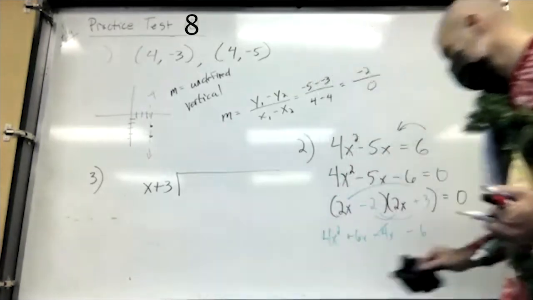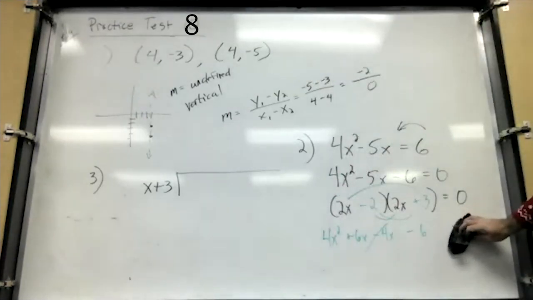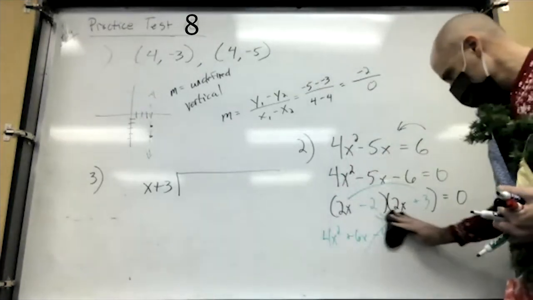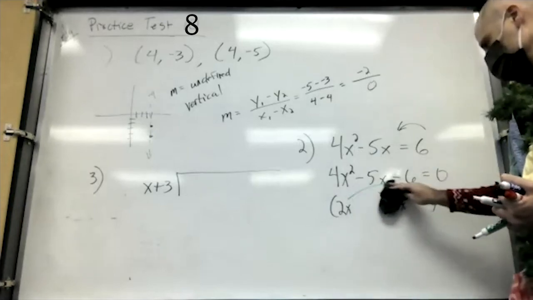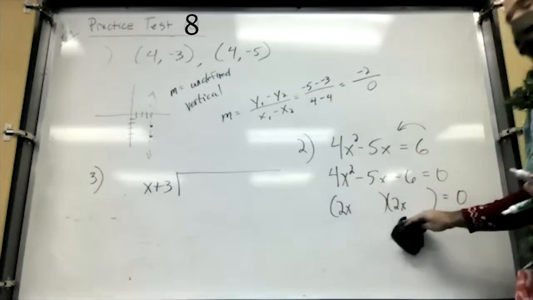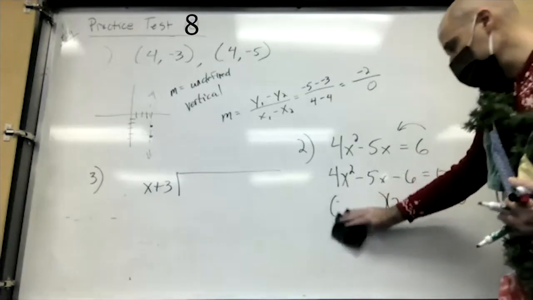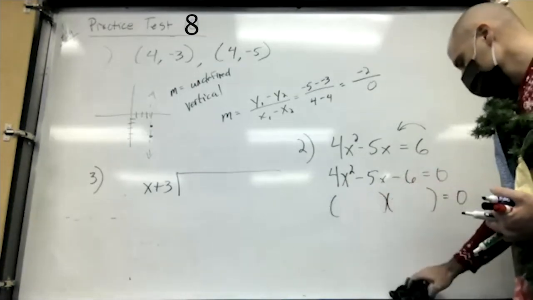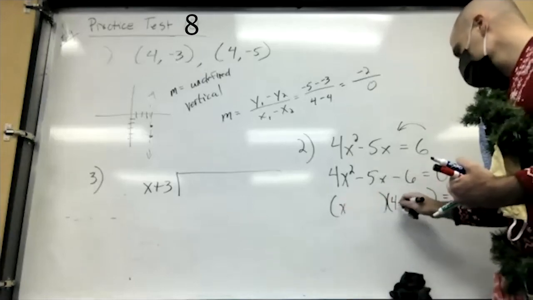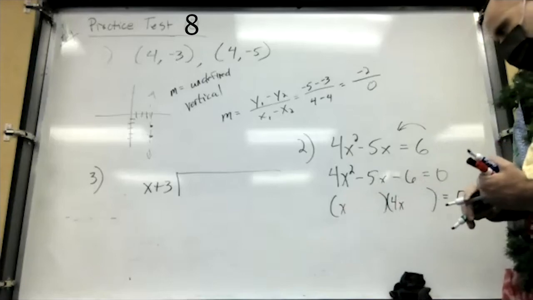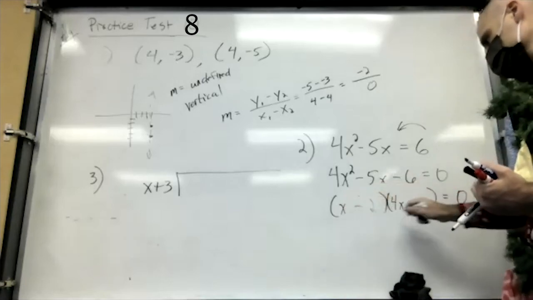Can I give it an idea? Yep. Okay, so I put x minus 2 and then 4x plus 3. Okay, so instead of 2x and 2x, you did x and 4x. Yes. All right, let's try that. So we may come back to that 2x. And what'd you say? The first one is minus 2 and the other one's plus 3. Okay, that's going to do it.